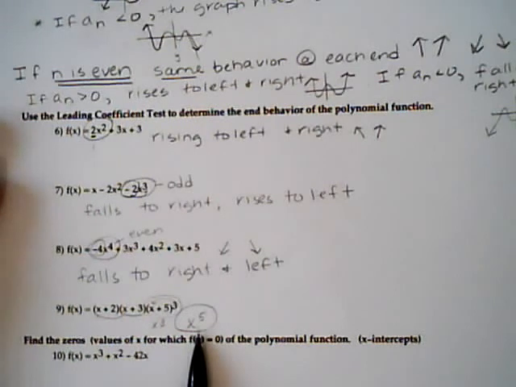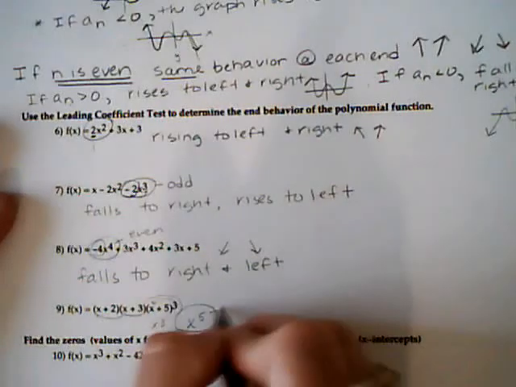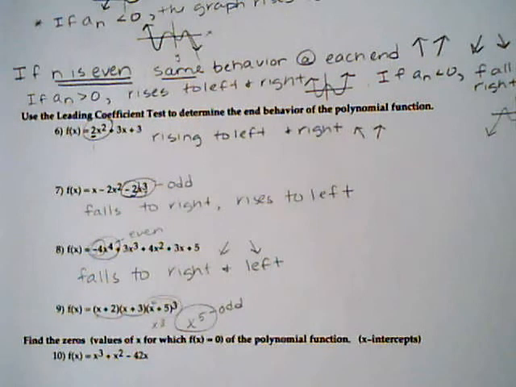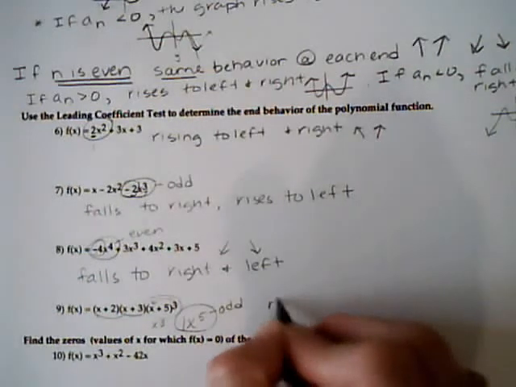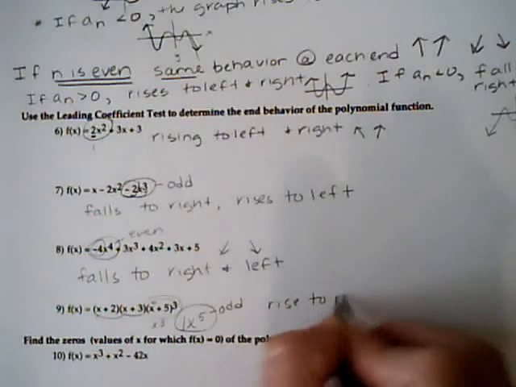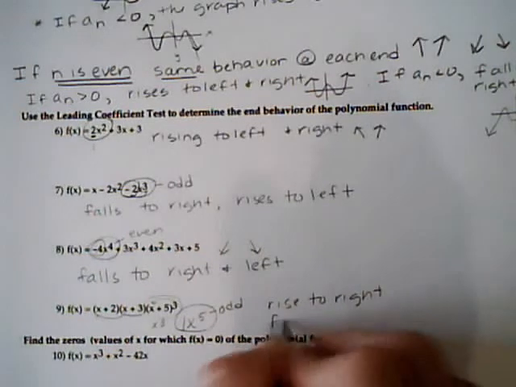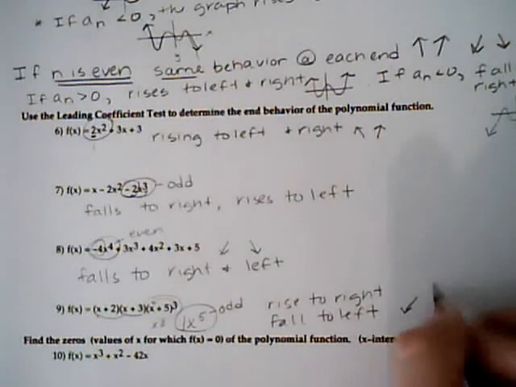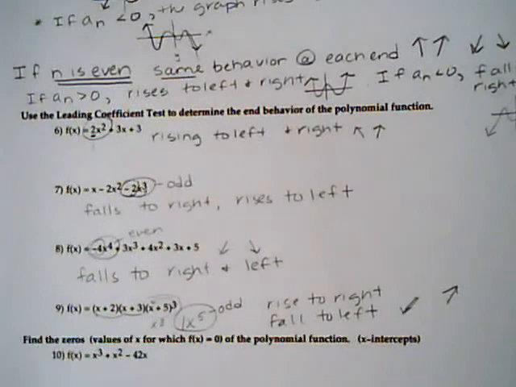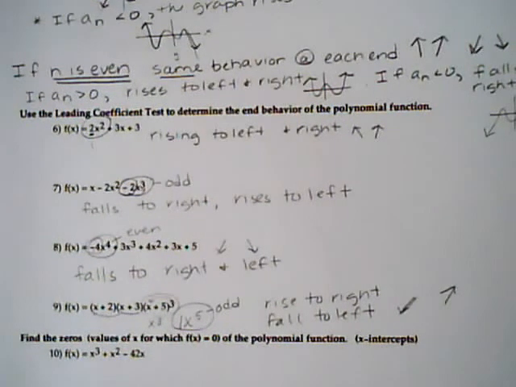So that's what my leading coefficient would be. Because it's odd, I would have different behaviors at the graph. Because the coefficient is a positive 1, with it being positive, that means that my graph would rise to the right, fall to the left. So the left part of my graph would be going down, the right side would be going up.